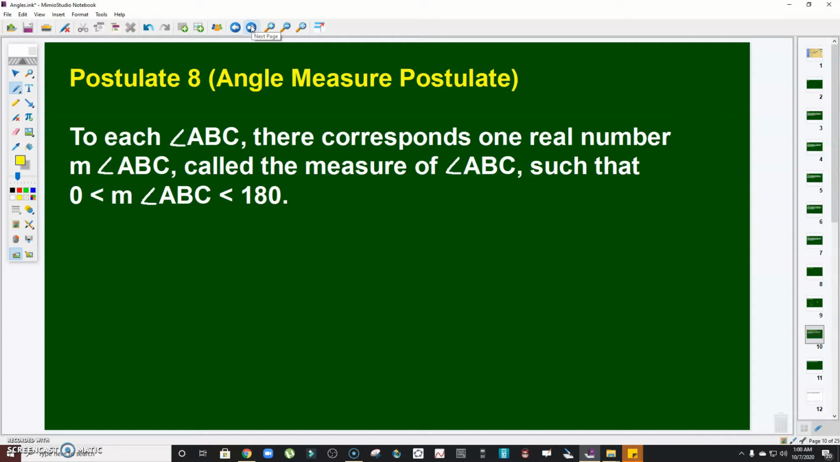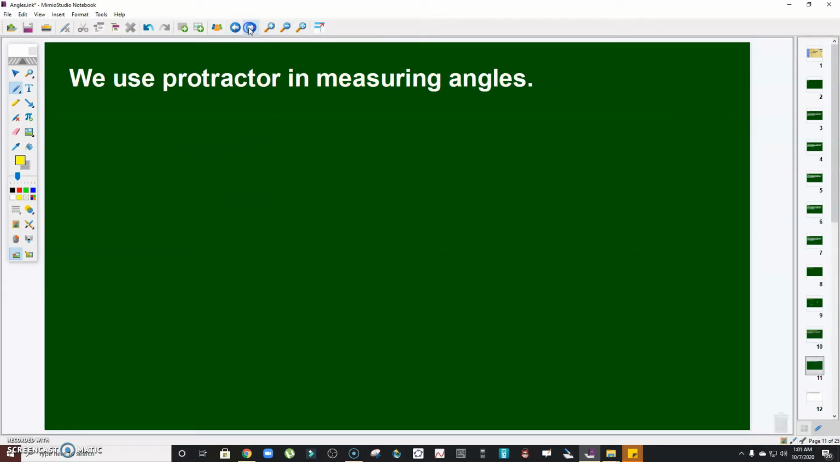The angle measure postulate: to each angle ABC, there corresponds one real number, called the measure of angle ABC, such that the measure of angle ABC is greater than 0 but less than 180. Take note, the measure of the angle should be greater than 0 but less than 180. Most of you are already familiar with the protractor, right? But for those who are not yet familiar, the protractor is the one that we use in measuring angles.